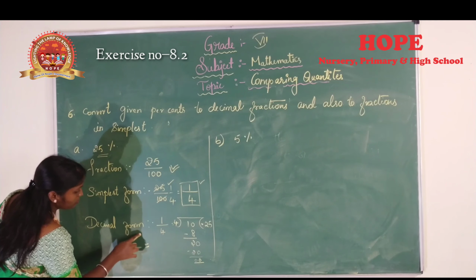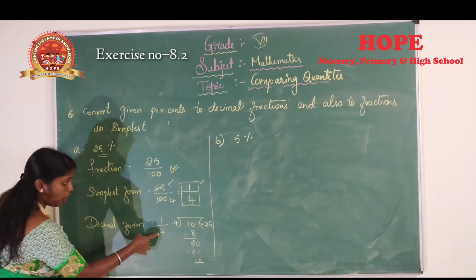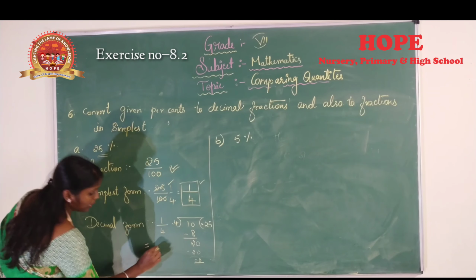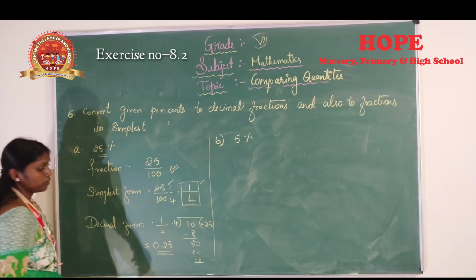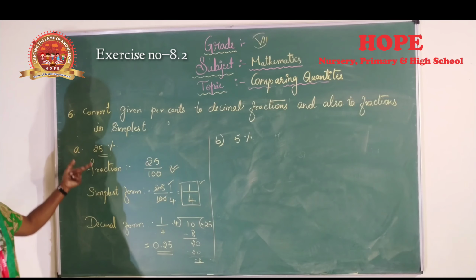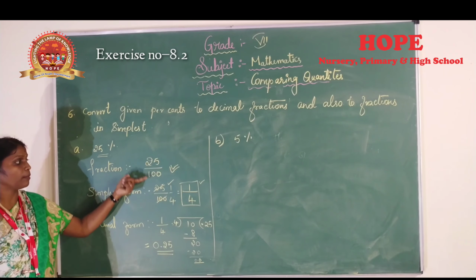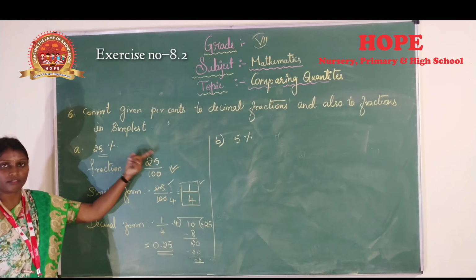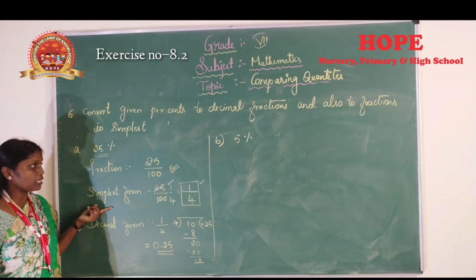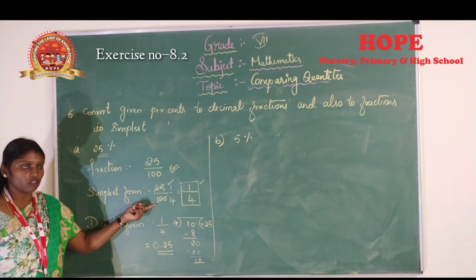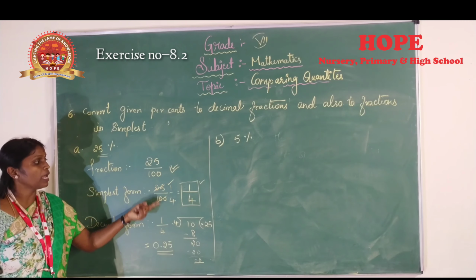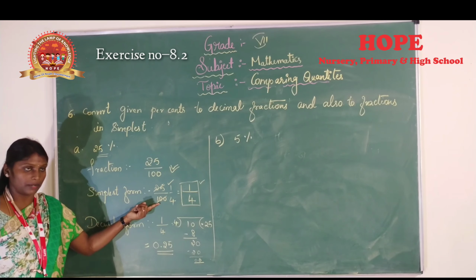So, the decimal form of 1 by 4 or 25 by 100 might be 0.25. This is how we solve. Like 25% we have converted into a fraction like 25 by 100. This we have written in the fraction format, and the simplest form of 25 by 100 is 1 by 4, where we have done the division. 25 ones are 25 and 25 fours are 100.